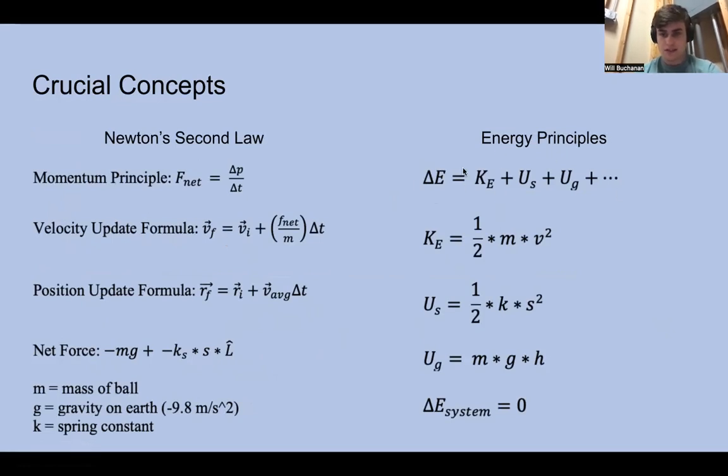And up here we see that the total change in energy can be found by summing all the types of energy present. And this ellipsis is included because there are different kinds of energies that exist outside of these three, but these are the three key ones for this experiment. And these include translational kinetic energy, potential spring energy, and potential gravity energy. And down here, we'll see that the change in energy for our system will be zero again, because no work is done.